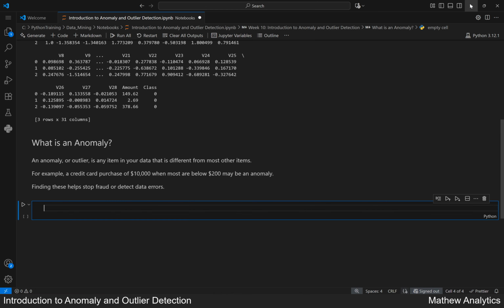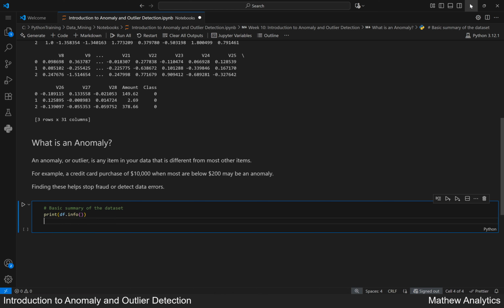Let us get a feeling for our data by looking at its structure and some statistics. We provide a basic summary of the dataset to understand its structure. We display information about the data frame, including data types and non-null counts. We show basic statistical measures such as mean, minimum, and maximum for each column.